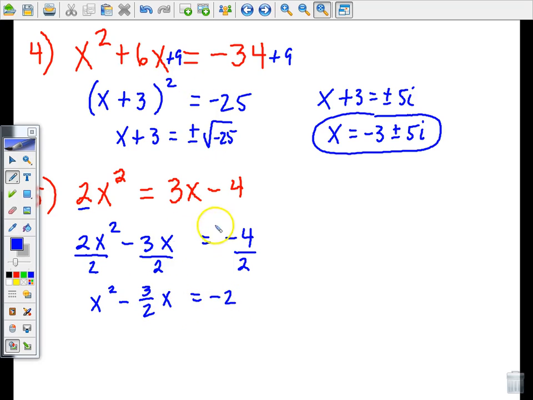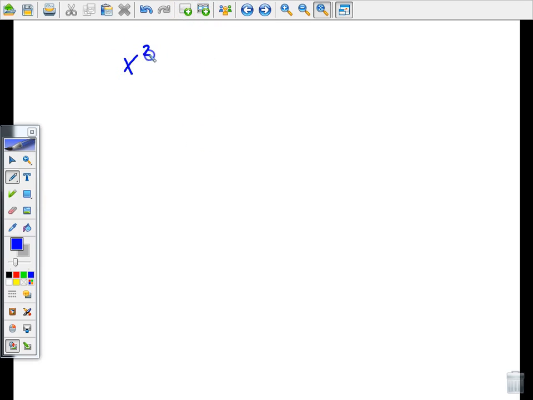And I think I'll go to a new screen and finish working this out. But hopefully you understand how we got to this point. x squared minus 3 halves x equals negative 2. All right, so let's make our quantity squared. x minus, and this is a little tricky in the beginning, but it's not too bad.